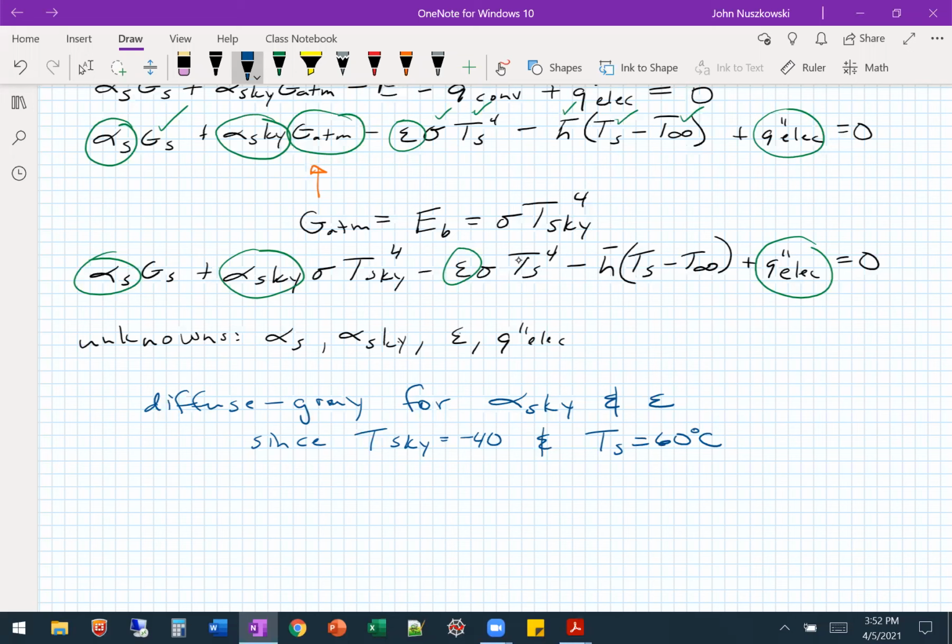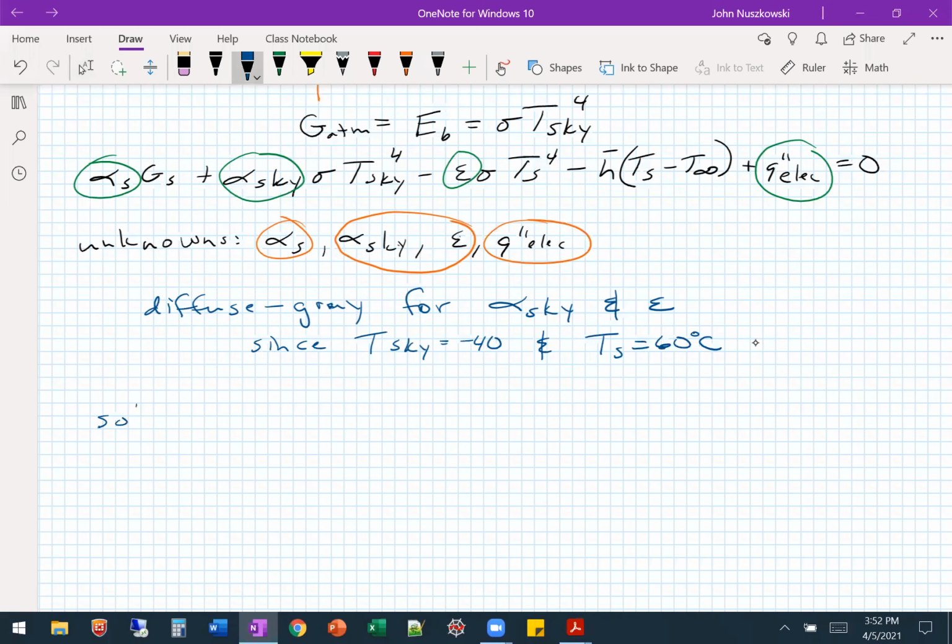Right, so that gets us down to needing the absorptivity from the solar radiation in one of those, right? All right, so let's start with the solar absorptivity. Okay. Any questions so far before I move on here?